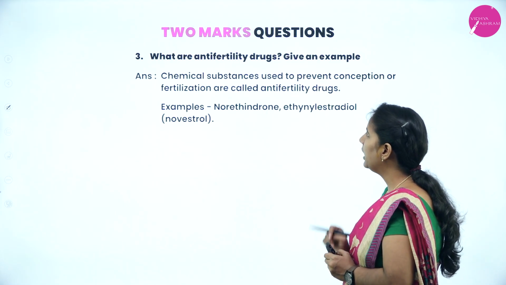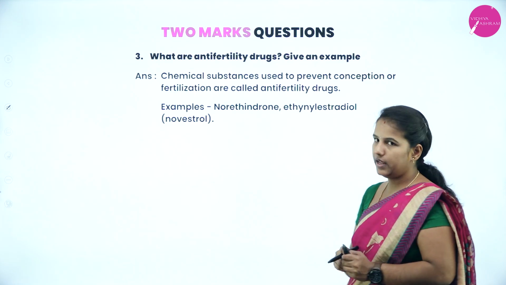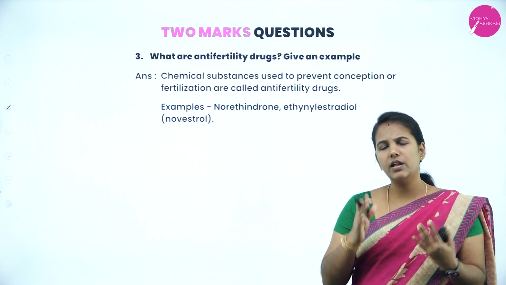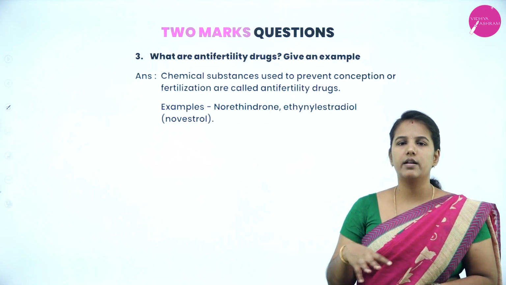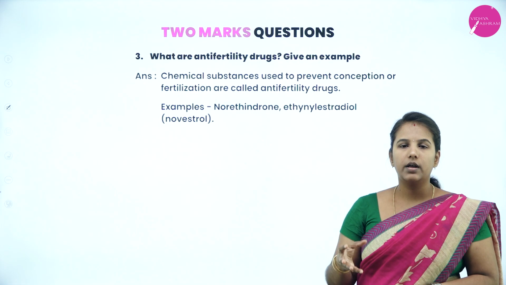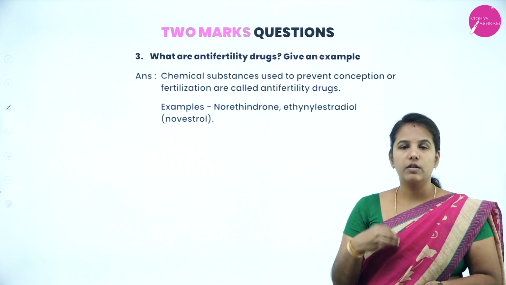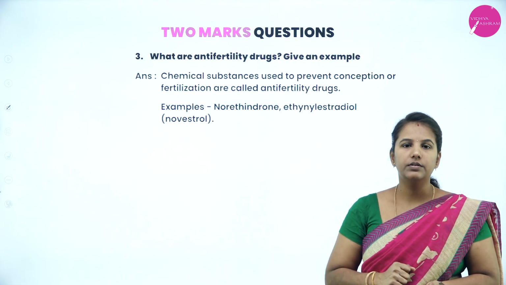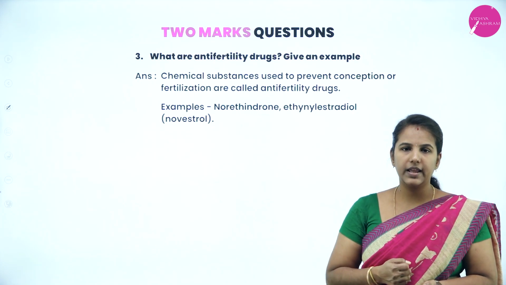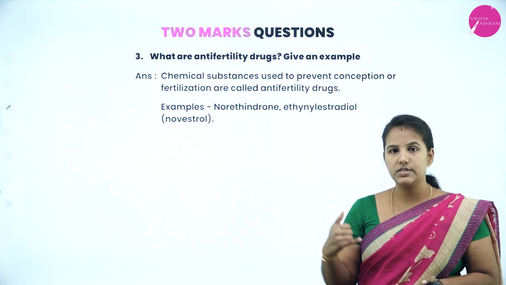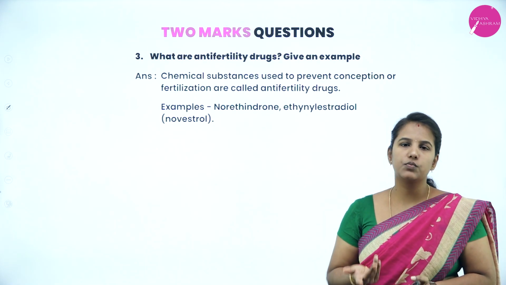Next, what are anti-fertility drugs? Give an example. So like this, plenty of questions they can ask. What are analgesics? Give an example. What are antipyretics? Give an example. What are antimicrobials? Give an example. What are antibiotics? Give an example. What are antihistamines? Give an example. Like that, the different kinds of drugs that we studied in this unit can be asked for 2 marks.